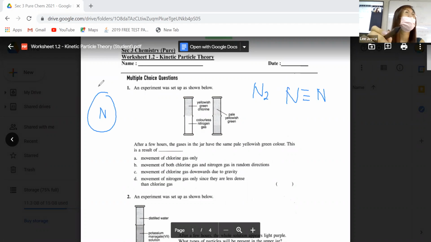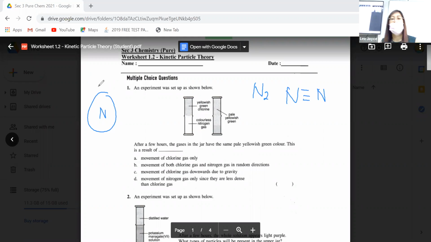Do you have a periodic table? Okay, give you a copy of periodic table. Okay, there you go. Could you pass it to them?